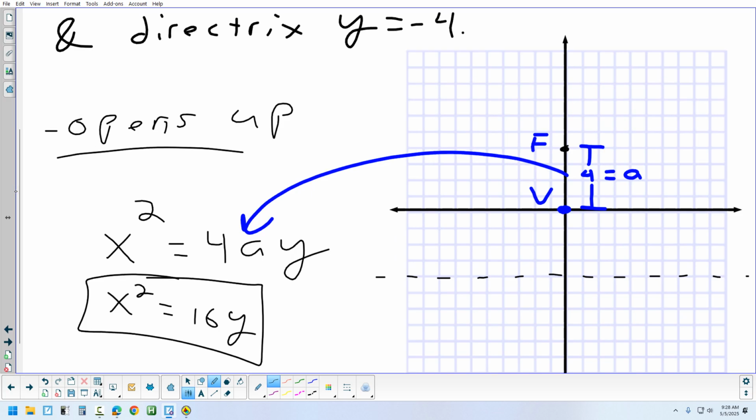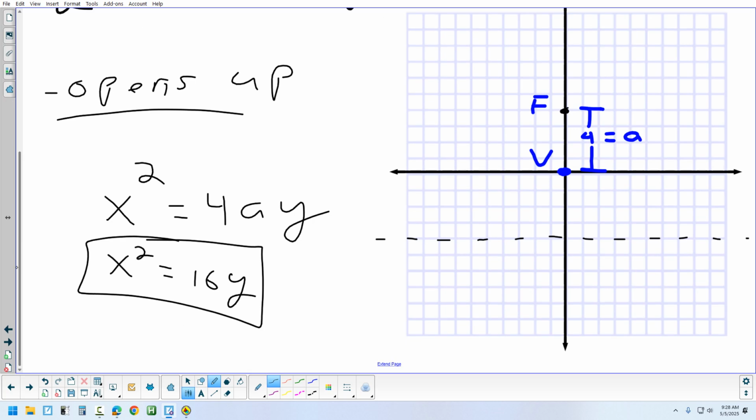Hey, any question on the equation? And now just to finish off my sketch, what would be a good number that I could fill in for y to make it easy to solve for x?